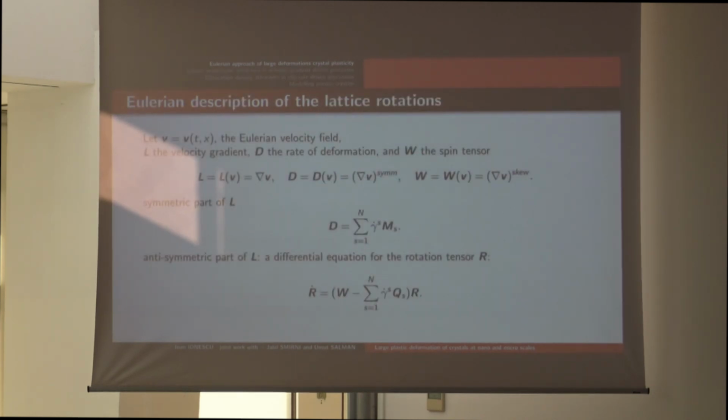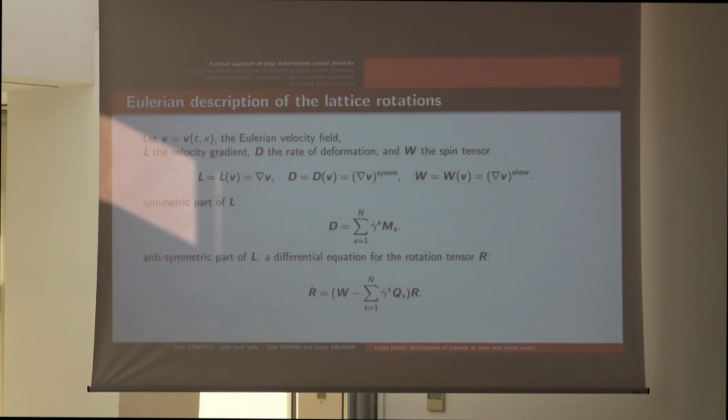And what we have here is that if V is, for instance, the Eulerian velocity field, you have the gradient of the velocity field, which is composed of a symmetric part and an anti-symmetric part. The symmetric part is related to the slip rates by this decomposition, you see? While the antisymmetric part gives you a differential equation for the rotation field.